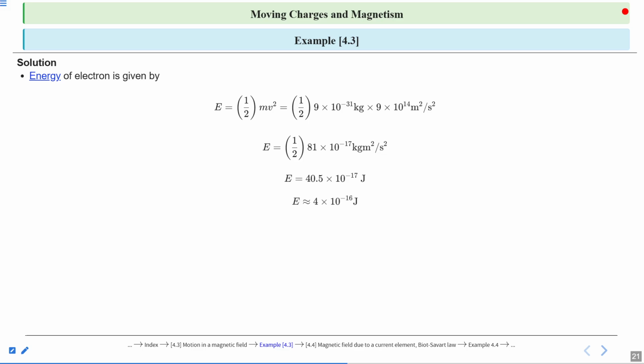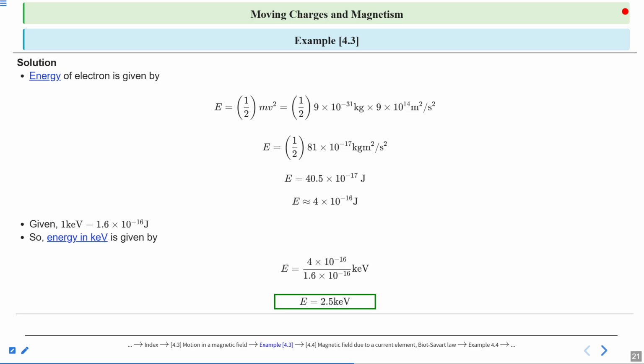So it is approximately equal to 4 into 10 to the power minus 16 joule. Now 1 kilo electron volt is equal to 1.6 into 10 to the power minus 16 joule, as I mentioned when I started the question. So energy in kilo electron volt is given by E equal to 4 into 10 to the power minus 16 joule upon 1.6 into 10 to the power minus 16, which will result in 2.5 kilo electron volt. Got it?